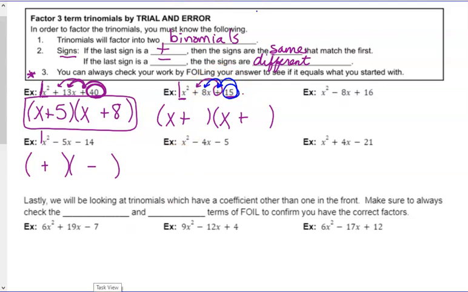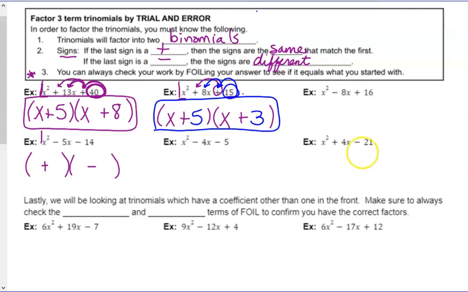What do I multiply to get 15 that I add to get 8? And again, I hope you're screeching 5 and 3 at me. And again, you could put the 5 here and the 3 here, or the 3 here and the 5 there. It does not matter because your multiplication is commutative. Okay? All right, very good.